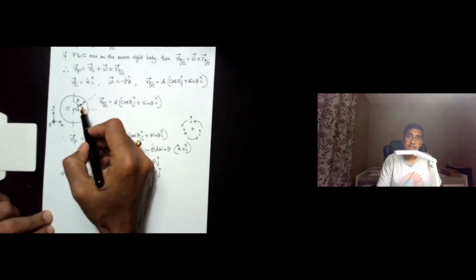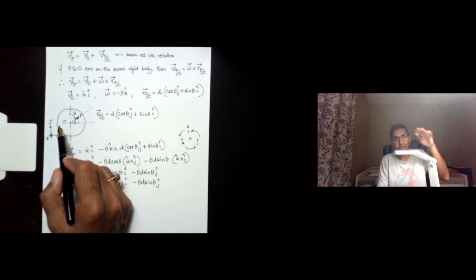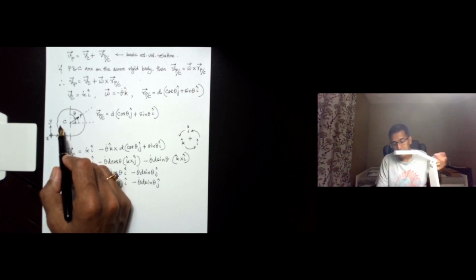The point P and C were on the same rigid body. C is the center, and we used the fact that the velocity of C is rather easy to find, and that's because C is the center and it moves along a straight line, and based on the orientation and location of the disk, the velocity of the center is easy to quantify. It is x dot i. So that's what we have done over here.